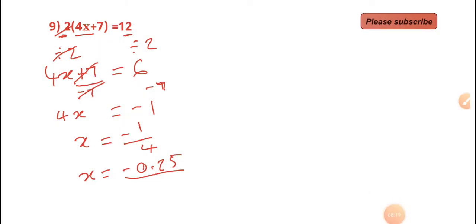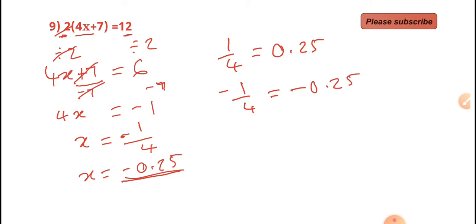So to just go over that, how did I know that the answer is minus 0.25? Well, we know that 1 over 4 is equal to 0.25, because to divide a number by 4, you half it and half it again. So if I did half of 1, I'll get 0.5. If you half it again, it becomes 0.25. So 1 over 4 is equal to 0.25. Since there was a negative there, negative 1 over 4 is equal to negative 0.25.